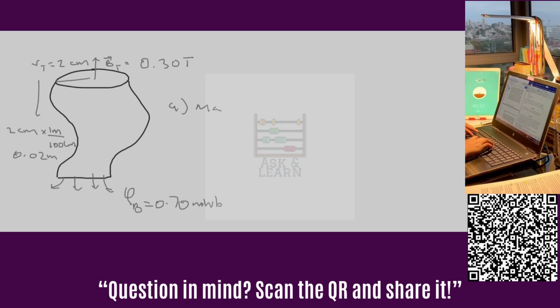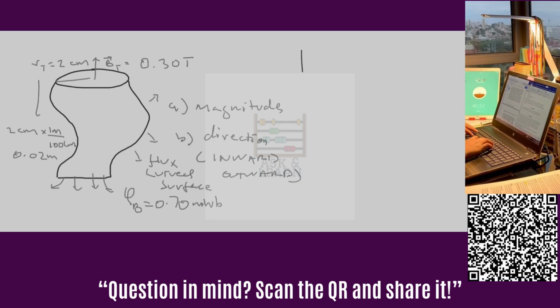We want to find the magnitude. And then in the second part, we want to find the direction. And by direction, it simply means either the flux will be inward or it's going to be outward. And this is obviously the flux through the curved surface. Okay, flux through the curved surface. So that's what we're looking for in this particular problem. We'll still use Coulomb's law as part of the problem.